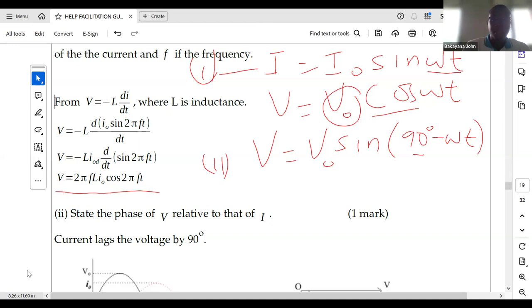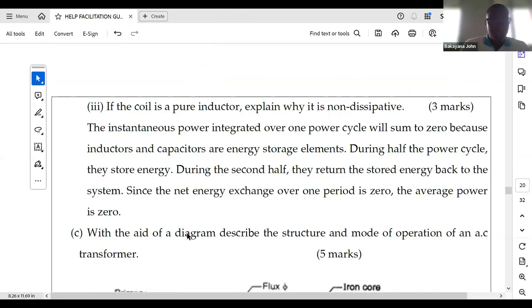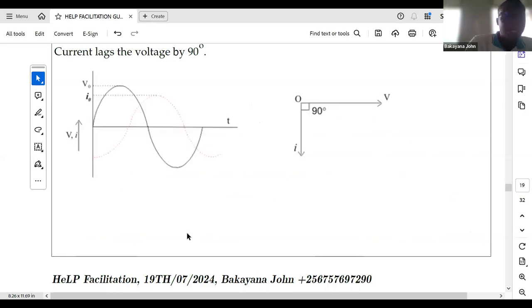Okay, so that is the details. I think you have the details in your notes. You check through. So let us look at the diagram I sketched for you, to show that when you plot a graph of V against time, one is ahead of the other by a phase difference of 90 degrees.